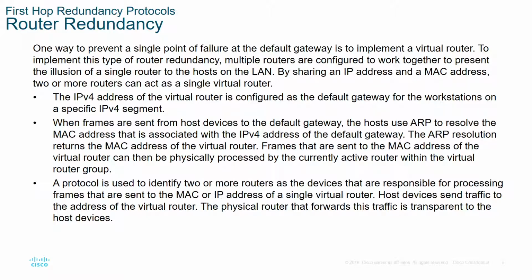The IPv4 address of the virtual router is configured as the default gateway for the workstations on a specific IPv4 segment. When frames are sent from host devices to the default gateway, the hosts use ARP to resolve the MAC address that is associated with the IPv4 address of the default gateway. The ARP resolution returns the MAC address of the virtual router. Frames that are sent to the MAC address of the virtual router can then be physically processed by the concurrently active router within the virtual router group.